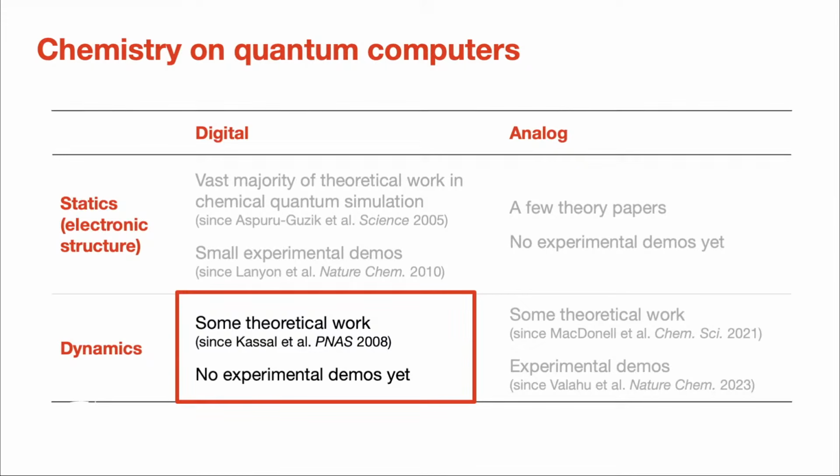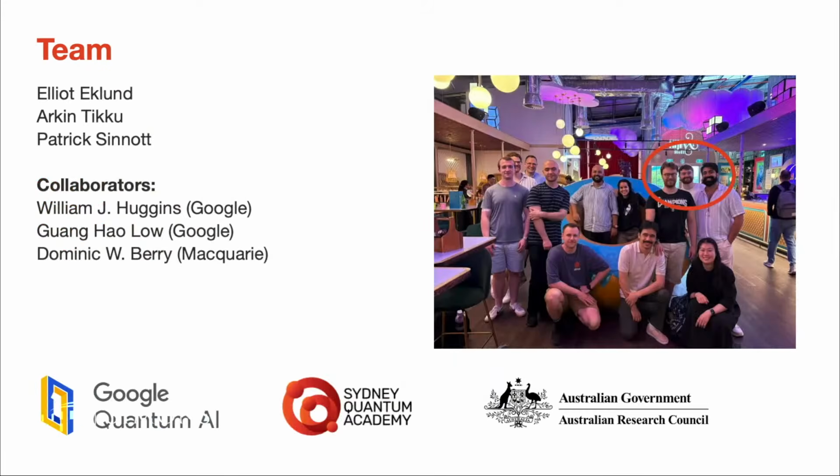Okay, and so then in the second half of my talk, I want to talk about doing digital dynamics. So this now, assuming you have a digital quantum computer. And this was done by my students and postdocs over here, including Patrick, who's right here, and our collaborators, Bill Huggins, who I think might also be here, and Guang Hao and Dominic Berry.